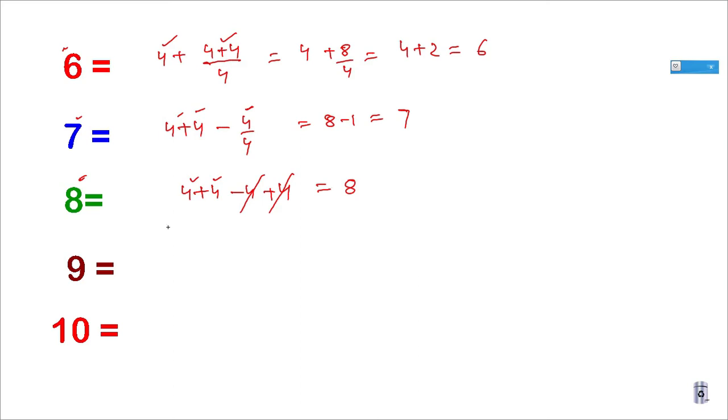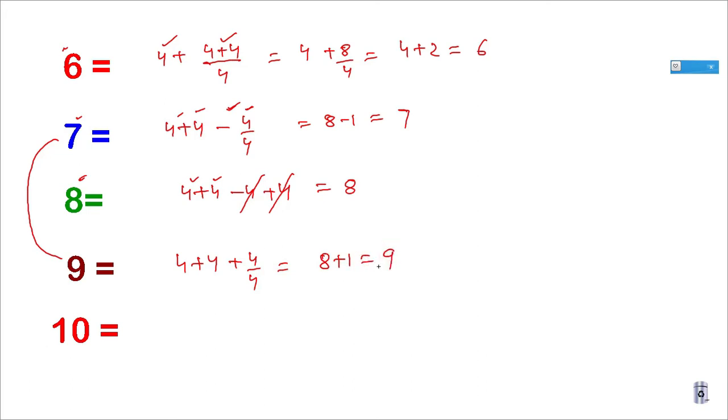So let's talk about the ninth one. If you pay attention and have some observation skill, 7 and 9 have some resemblance. So what is the common part? 4 plus 4 is okay. In place of this negative part, if I write a plus part, I hope you agree with me. So 8 plus 1 will be 9.